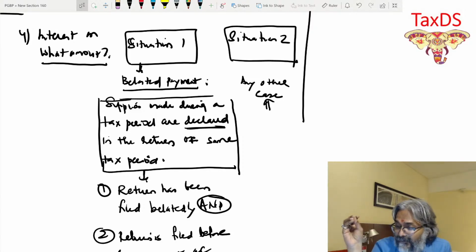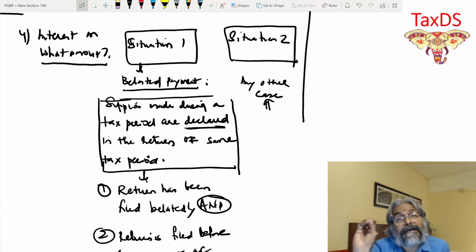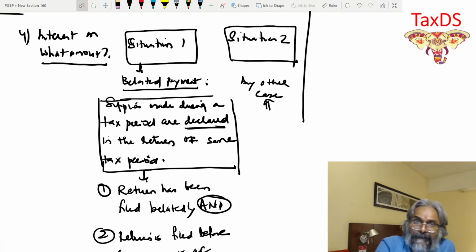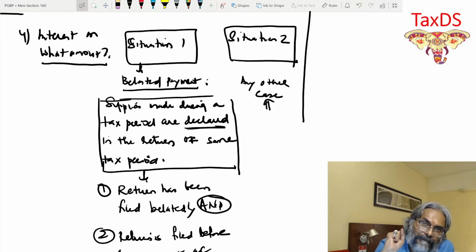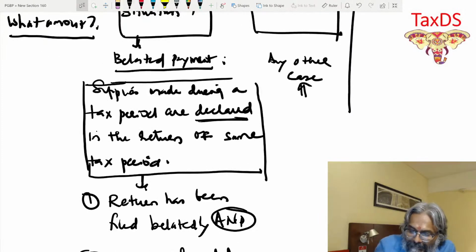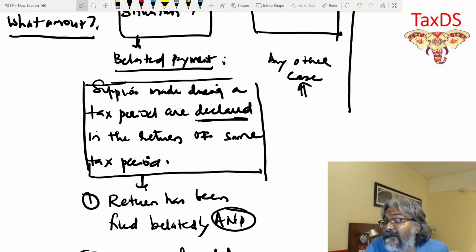Up till the date when the return was filed, the department has not given you any notice. If you satisfy these conditions, students, then you are in situation number 1. And if you don't satisfy this condition, go to situation number 2. What about that previous example which I taught you yesterday? The February month. Is that February month falling in that particular period? And the answer is no. The supply of the February month is not covered in this case.